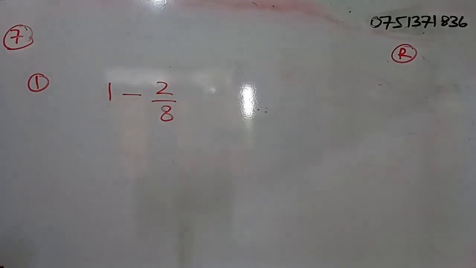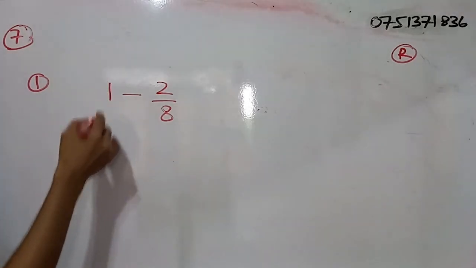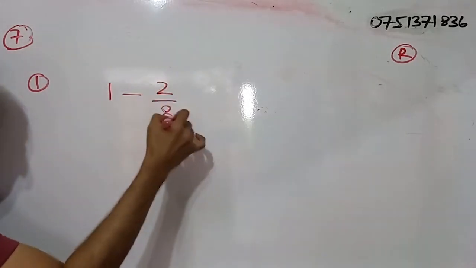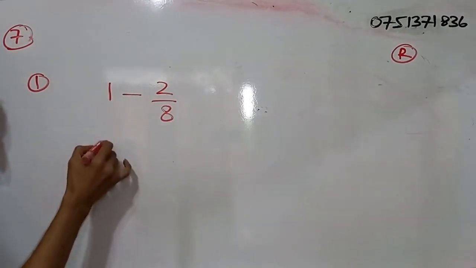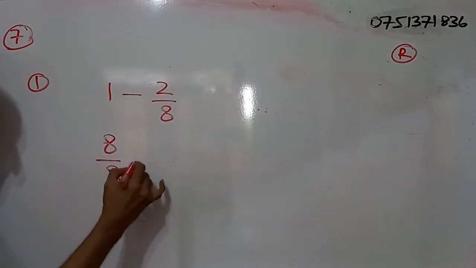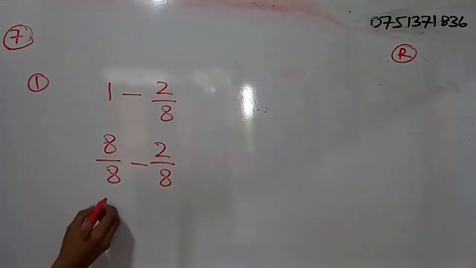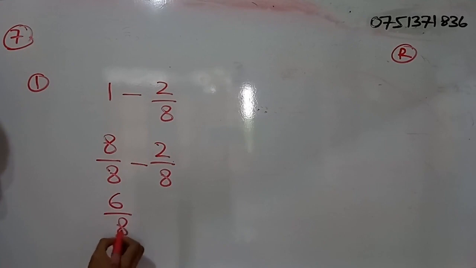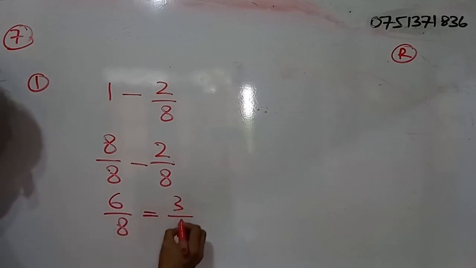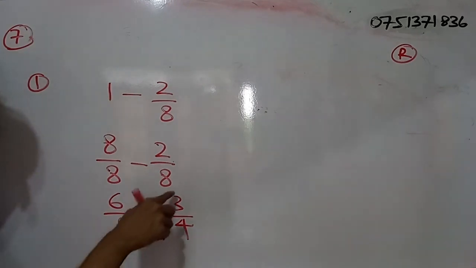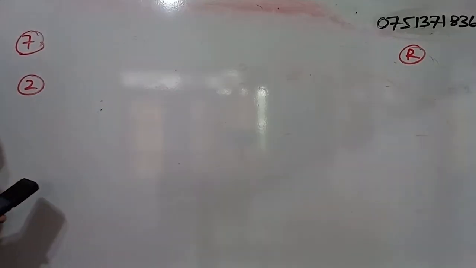Right? So here, since the denominator of this fraction is 8, we can convert this 1 into 8 by 8. 8 by 8 minus 2 by 8. So here what do we get? 6 by 8. So we can further simplify this as well by dividing the numerator and the denominator by 2. 3 by 4.